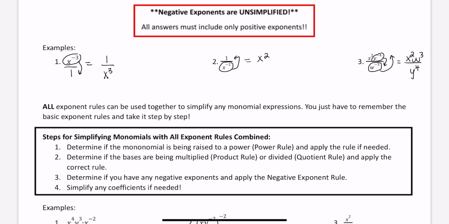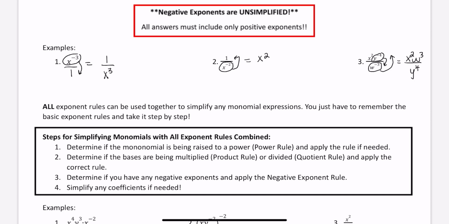Okay, so now that we've talked about what happens if you get a negative exponent, we are going to practice putting all of these exponent rules together. All exponent rules can be used together to simplify any monomial expression. You just have to remember the basic rules and take it step by step. There isn't really a set method for going through all of these exponent laws, but I always tell my students to go in this specific order because I really think it helps to simplify everything so you're not missing any exponent laws as you go.